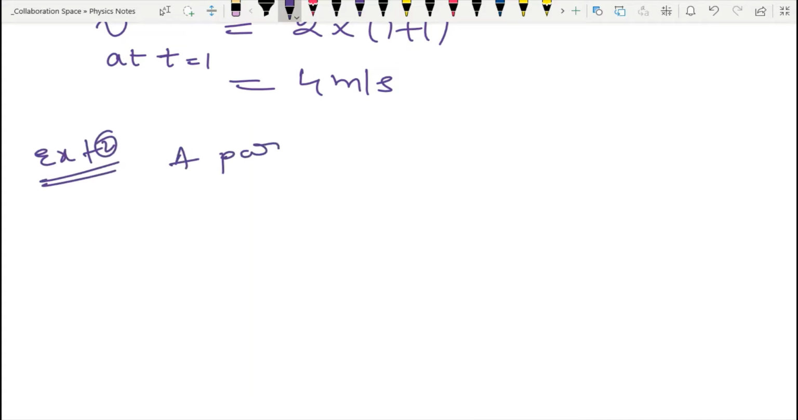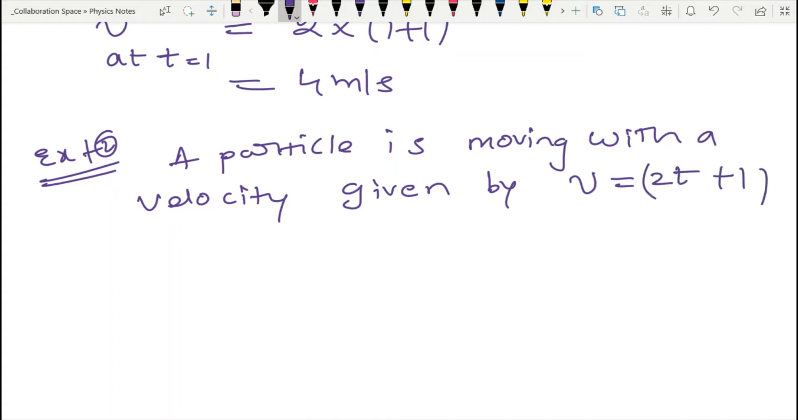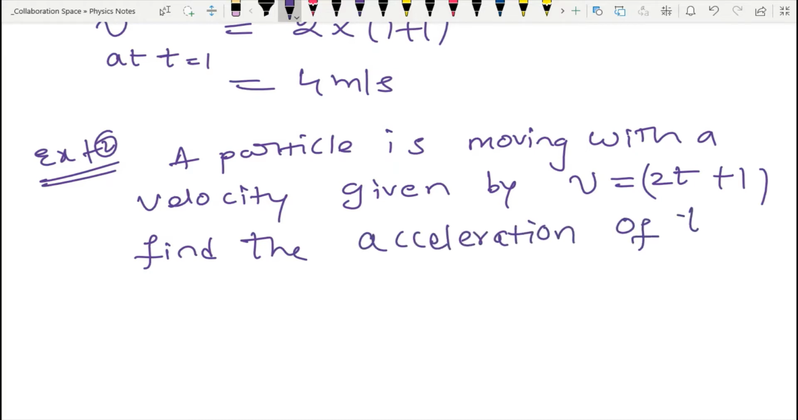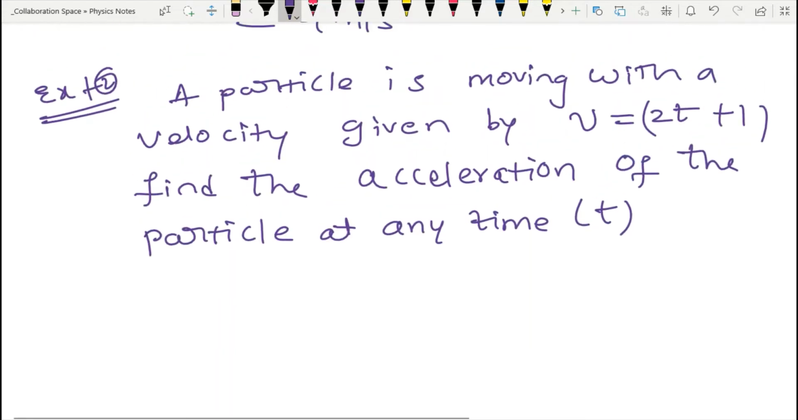A particle is moving with a velocity given by v is equal to 2t plus 1. Find the acceleration of the particle at any time t. So this is the question given. Now you have to find the acceleration of the particle at any time t.